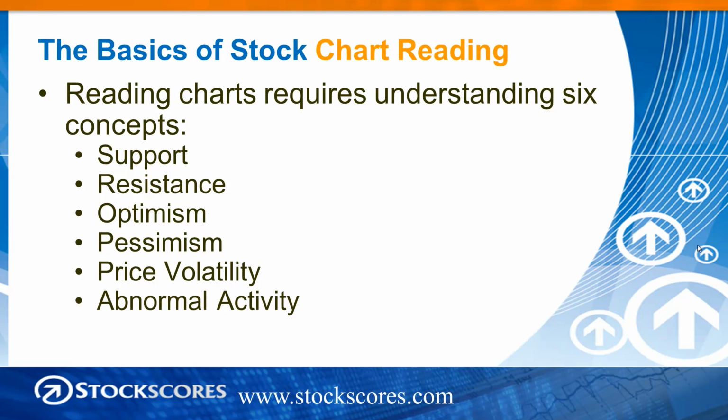There are 6 things that are important to understand if you are going to be able to interpret the price and volume behavior for a stock. They are support, resistance, optimism, pessimism, price volatility, and abnormal activity. Now, I'll show you each of these things in just a moment, but once you understand these simple 6 things, you can read the chart of anything that trades with some liquidity.